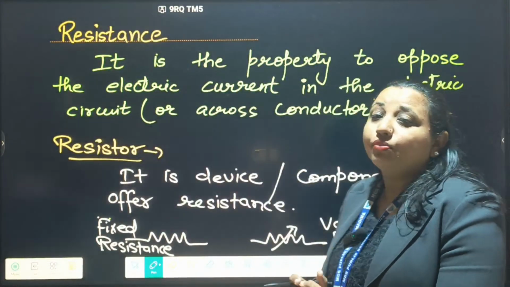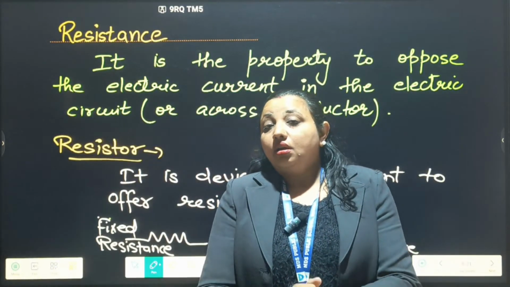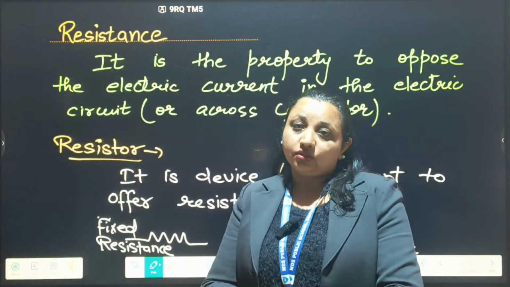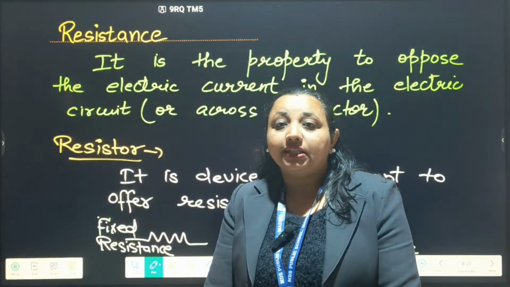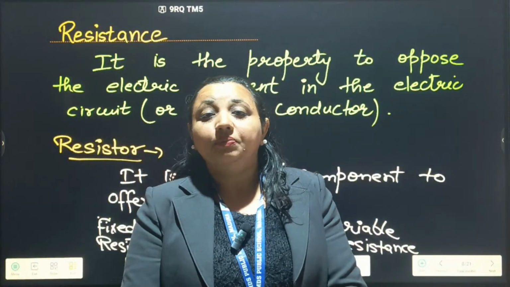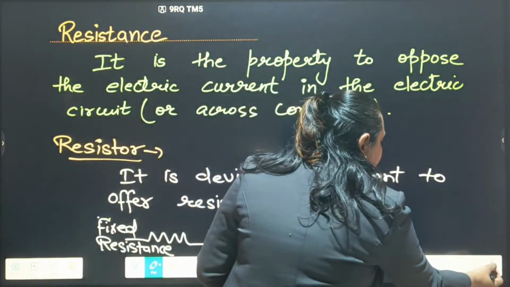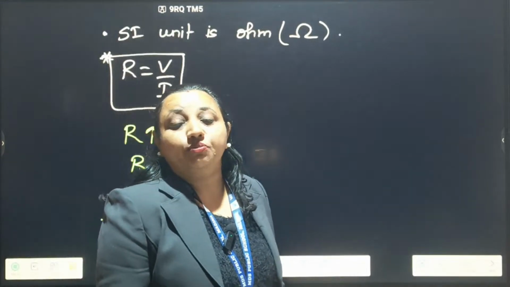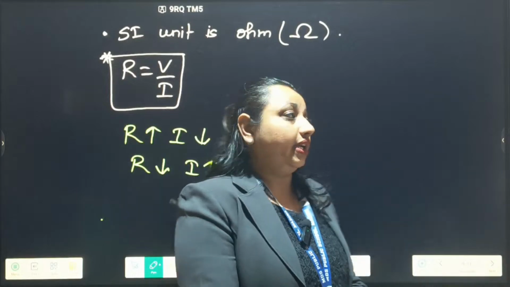Resistance is a property to oppose the electric current in electric circuits, to obstruct the electric current through the conductors. A resistor is a device, an electrical component, which offers the resistance, which opposes the current in the electric circuits, right? Its SI unit is ohm. From Ohm's law, we have the expression of resistance R equals V over I, potential difference per unit current.